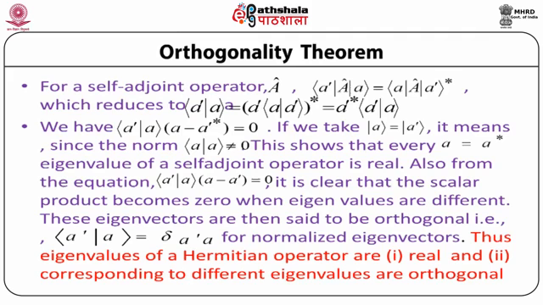These eigenvectors are then said to be orthogonal, that is, ⟨A'|A⟩ = δ_A'A for normalized eigenvectors, where δ_A'A is equal to 1 if A' is equal to A and is equal to 0 if A' is not equal to A. Thus, eigenvalues of a Hermitian operator are, one, real and, two, corresponding to different eigenvalues are orthogonal.